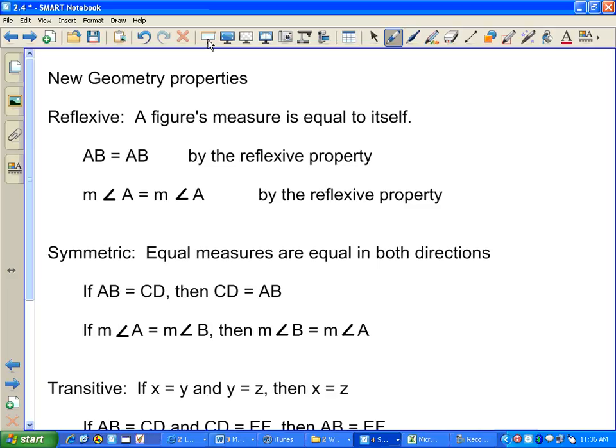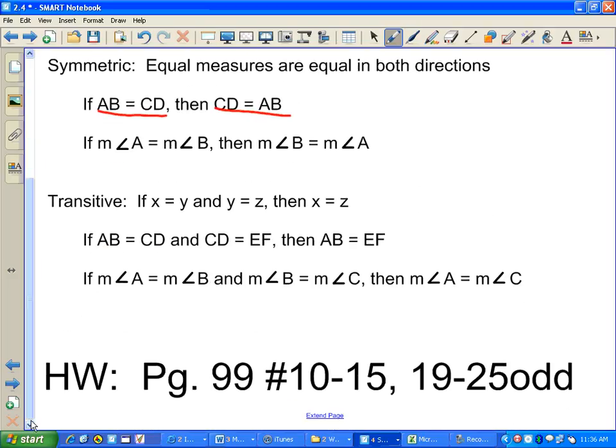Symmetric, we really won't use this one. But what it says is, if you've got something that equals something else, then it's also equal in the other direction. You can flip it across the equal sign. This also works with congruence. This one is a big one, transitive property. We're going to use this a lot. You're going to see it all year long.